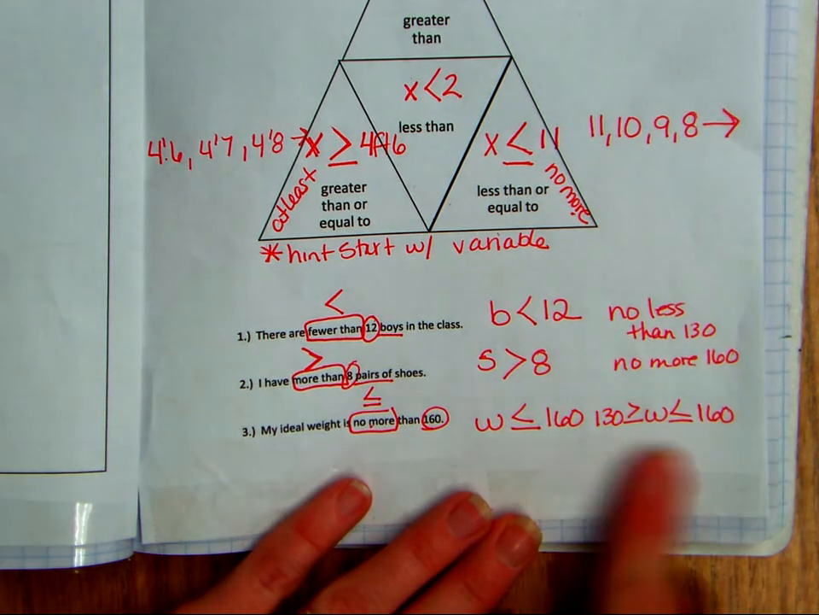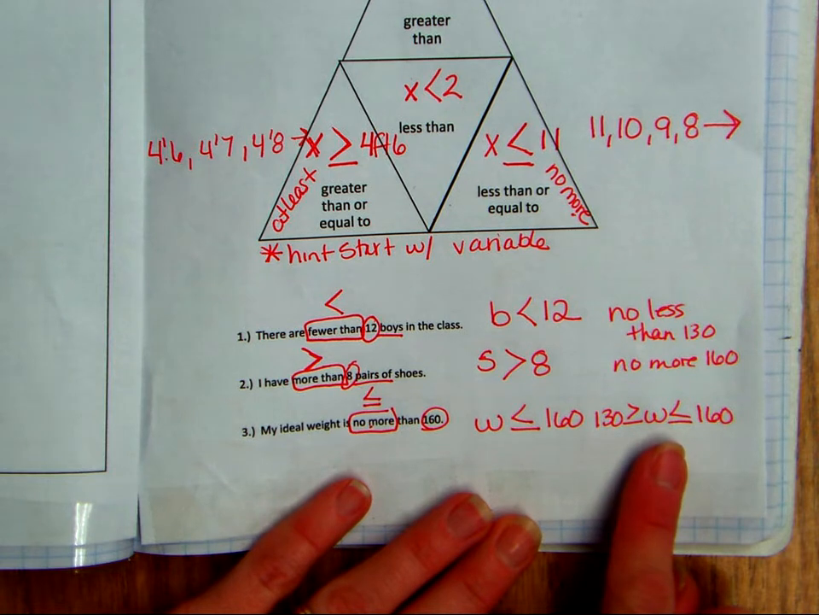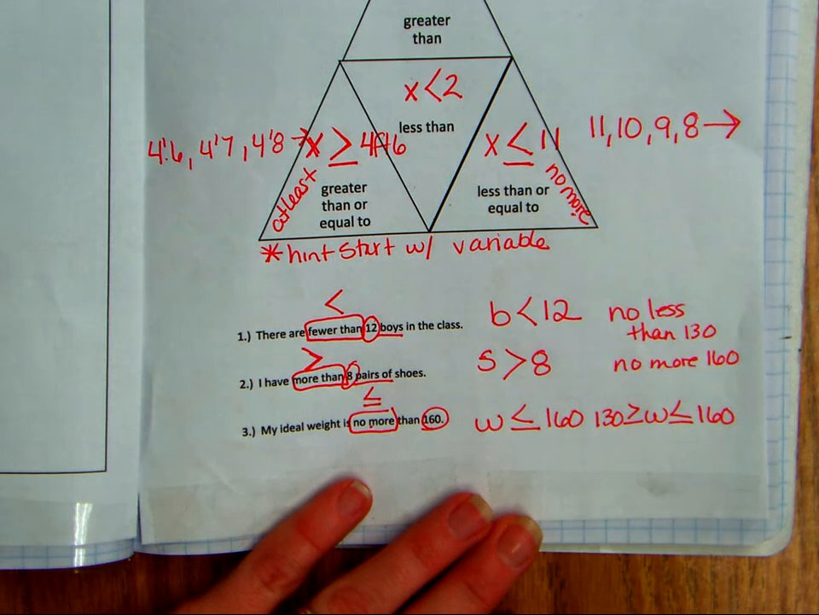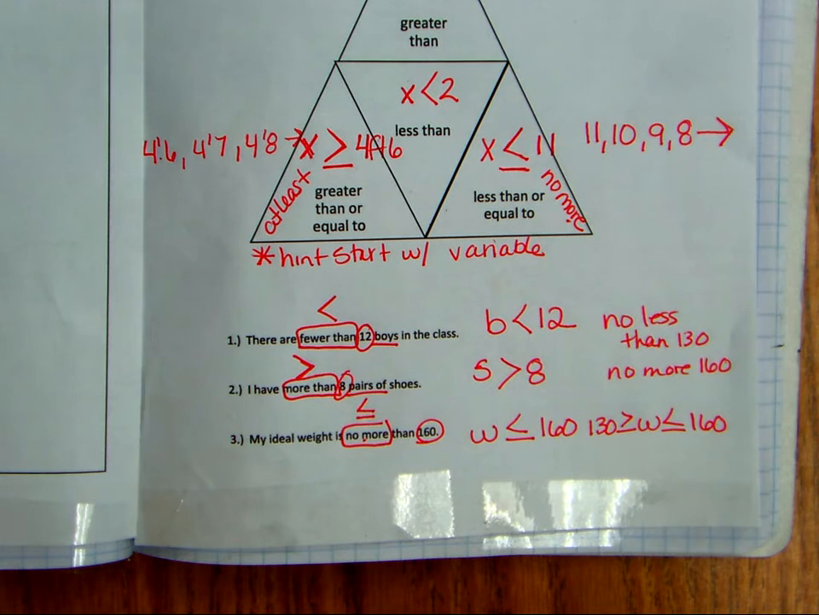So what is my range and my weight, my healthy weight that I want to be in? Raise your hand if you can tell me. Angel? 130 to 160. So W would equal any number between 130 and 160. Okay. All right, let's go to page 117.